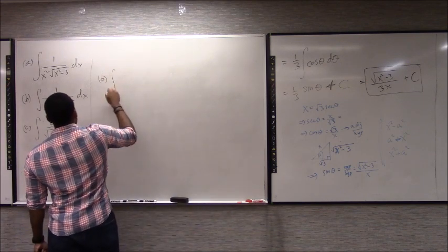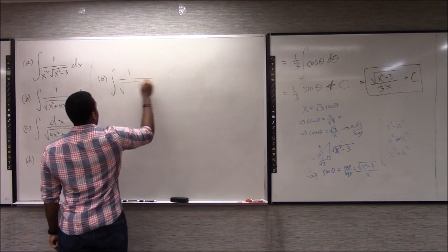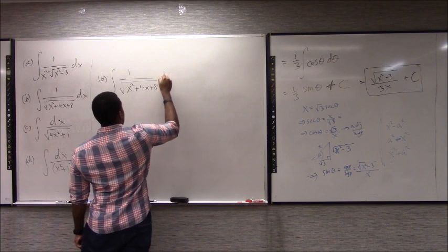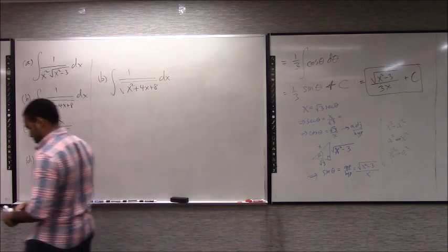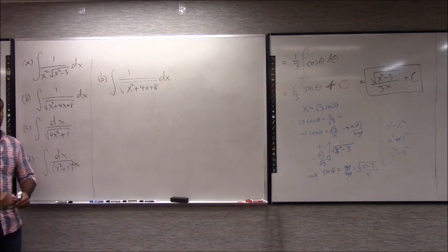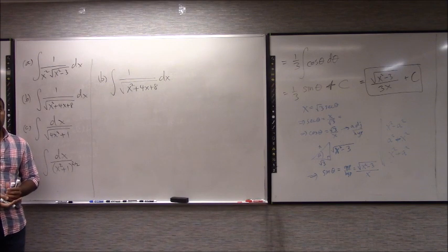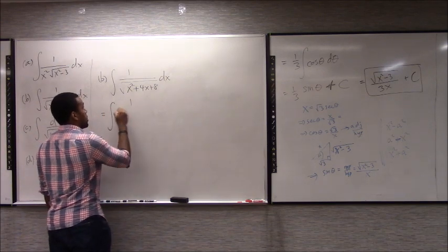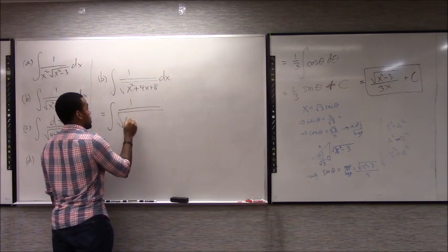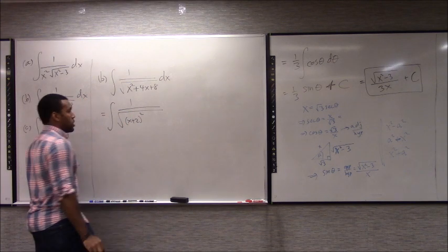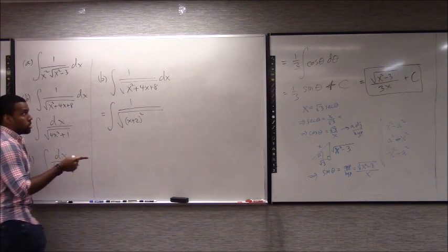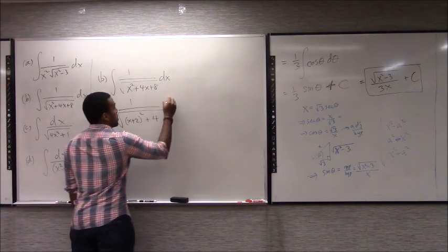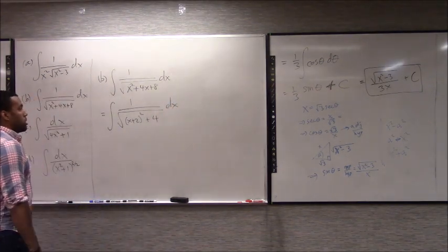Second one. What do we do here? Yeah, complete the square on the bottom. What would it become? x plus 2 all squared, which we know is x squared plus 4x plus 4, and to get back the 8, we add a 4. And now what?